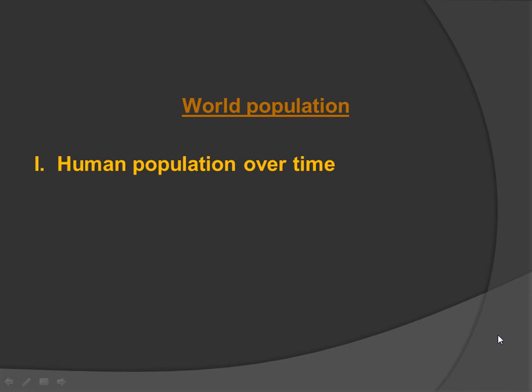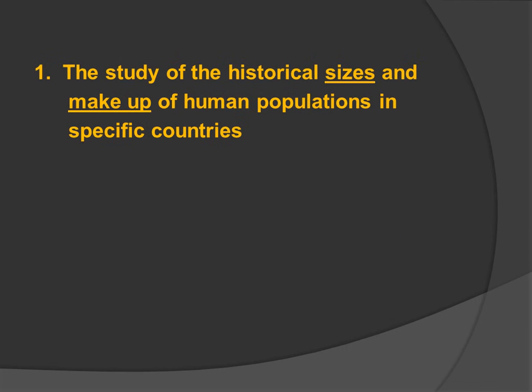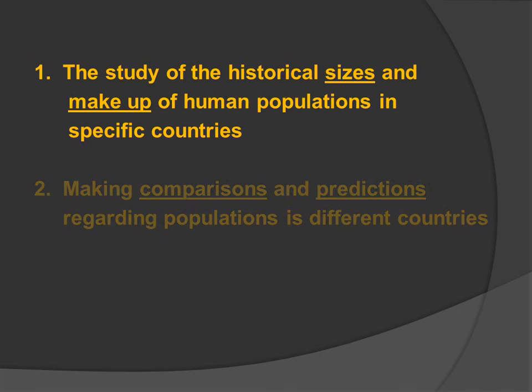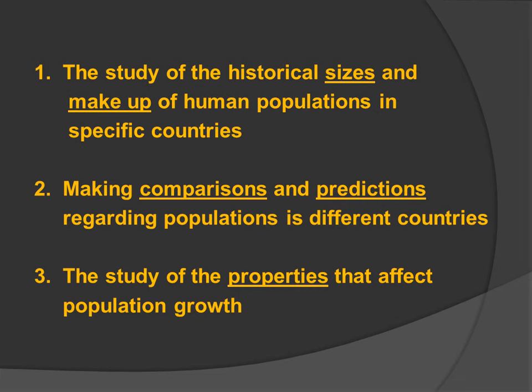So this is Roman numeral 1, human population over time. A, demography is the study of populations, specifically humans, and includes the study of several things. Number 1, the study of the historical sizes and makeup of human populations in specific countries. Number 2, making comparisons and predictions regarding populations in different countries. And number 3, the study of the properties that affect population growth.